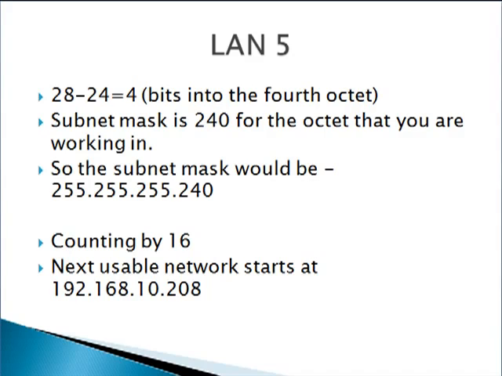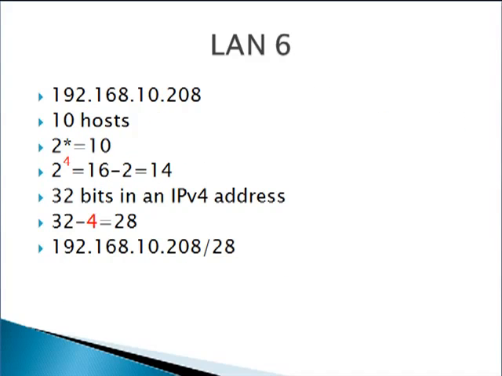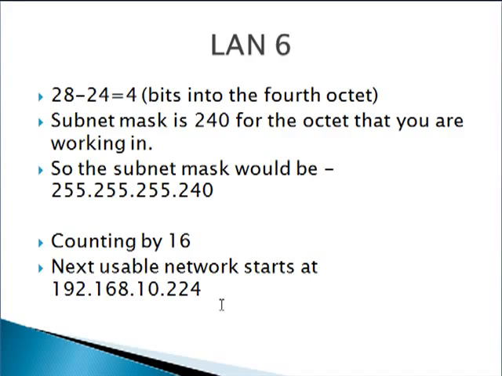at .208. Alright, LAN 6 starts at .208, need 10 hosts again, so it takes us to the 4th. 16 minus 2 is 14, 32 bits minus 4 is 28. Alright, so our network address will be 192.168.10.208/28. Alright, 28 minus 24 is 4, gives us subnet mask 240 again, counted by 16, takes us up to 224 for the next network.